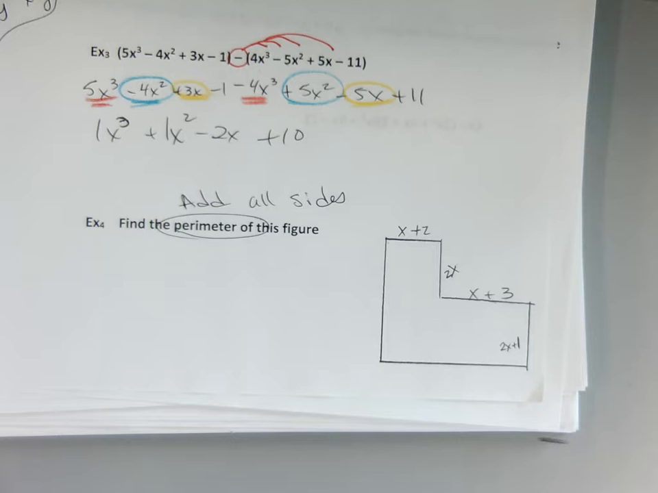this side, watch it, this side is 2x and 2x plus 1. You see that? This side is 2x and 2x plus 1, right? And this side is x plus 2 and x plus 3. You guys agree with that?